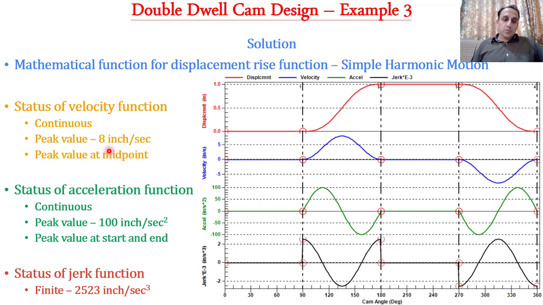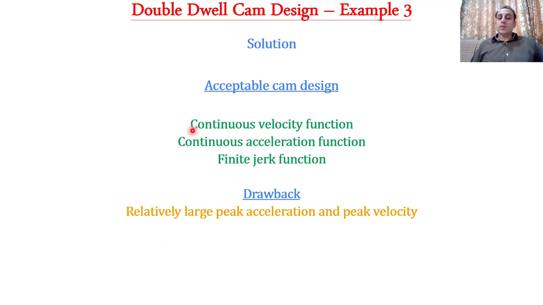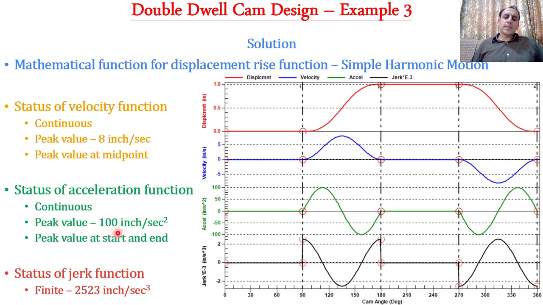So these are the peak values which we are getting. Velocity is continuous, acceleration is continuous, jerk function is finite, and these are different values which we are getting. So we are getting the acceleration of 100 inch per second squared. So this is acceptable because the velocity function is continuous, because the acceleration function is continuous, and because the jerk function is finite. The only issue is that we are getting high acceleration. We don't want that acceleration to be that much higher.